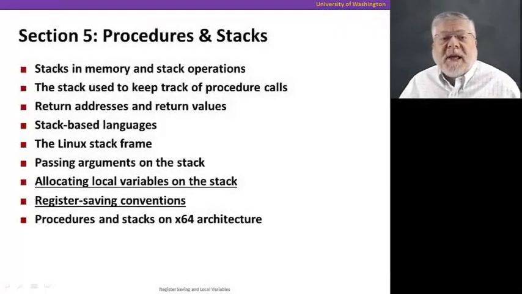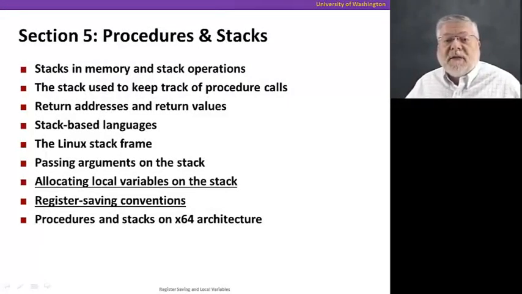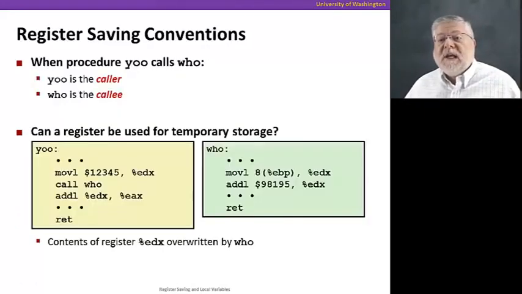So we've now seen how to pass arguments on the stack. Let's see how we can use the stack for both allocating local variables to a procedure and for saving registers that we have to restore to the right value for all the procedures involved. Let's start with the register saving conventions.